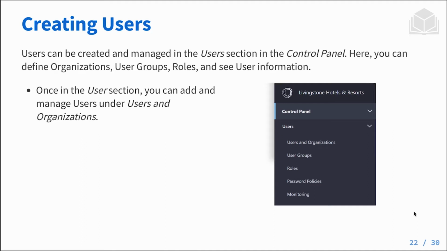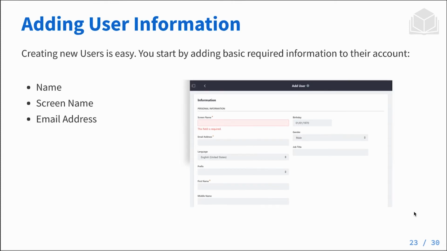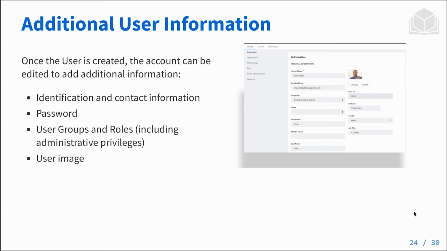We'll come back to that in more detail in a little bit. But when creating users, we can create them in the control panel. That's in the menu, in the control panel at the top there. There's a users and organizations section where we can create our individual user accounts. When an account is created, of course, you'll need to fill out their basic information, things like name, screen name, and email address. You can add some other information in there as well, but those are the things that are required.